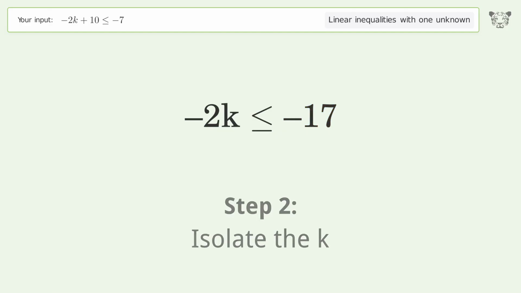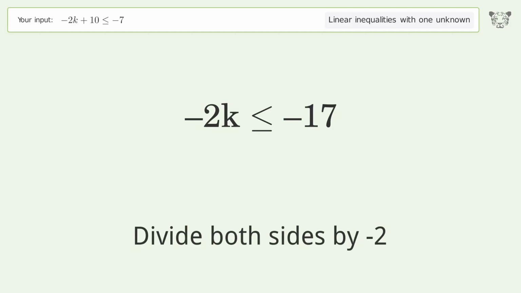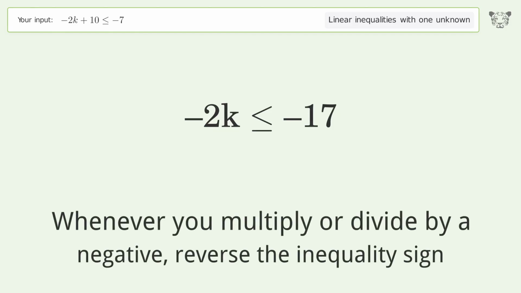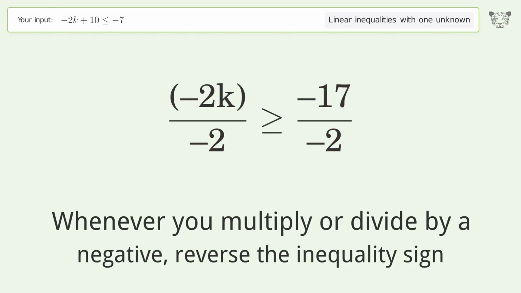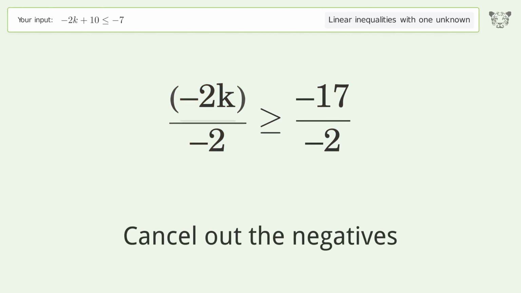Isolate the k. Divide both sides by -2. Whenever you multiply or divide by a negative, reverse the inequality sign. Cancel out the negatives.